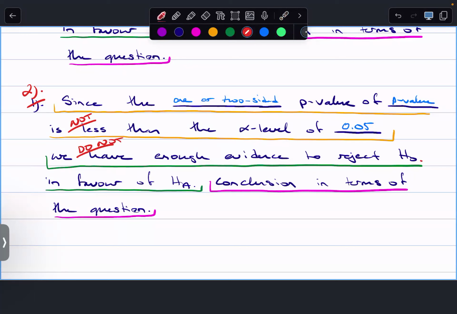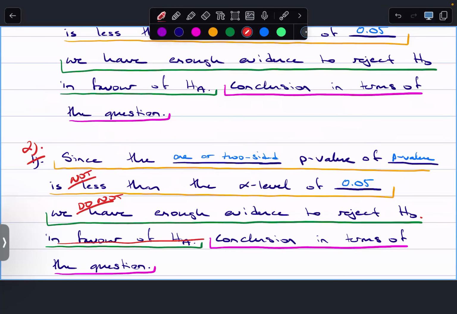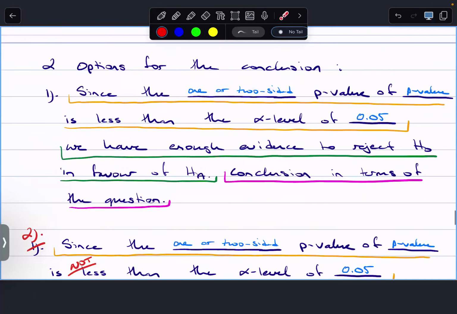It's technically not incorrect to say in favor of HA, but if you don't have enough evidence to reject H naught, then that is your conclusion, right? And so bringing in HA at that point gets a little clunky. So I just want you to stop there, right? We don't have enough evidence to reject it. This is what it is, or there's no evidence against it. And then, of course, your conclusion in terms of the question. So these are your only 2 phrasing options. And this is, of course, just the flip side of the first one.